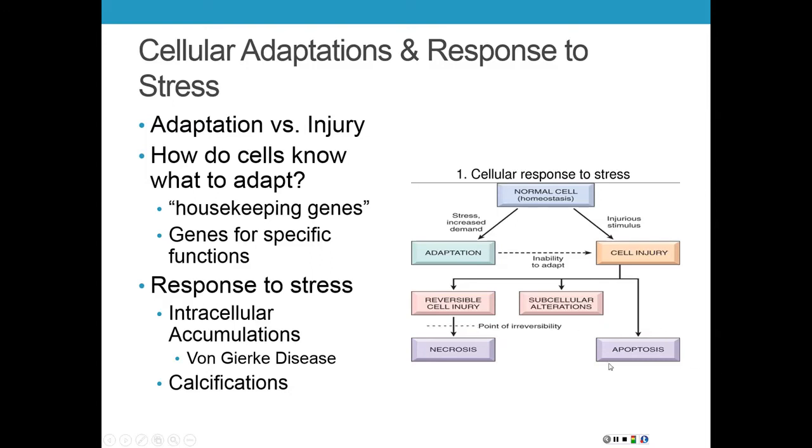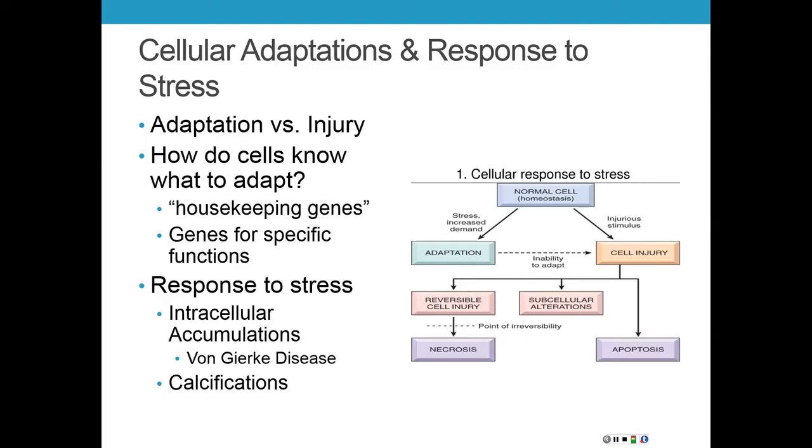And apoptosis is in here, and we'll talk about that more so in the second lecture. That's a far more normal process, a normal response. This is an abnormal response, but again, that's more cell injury. We're going to focus first here on the concepts of adaptations.